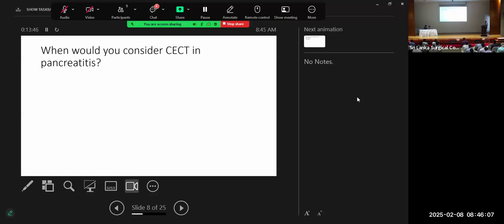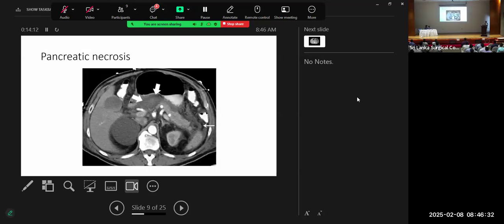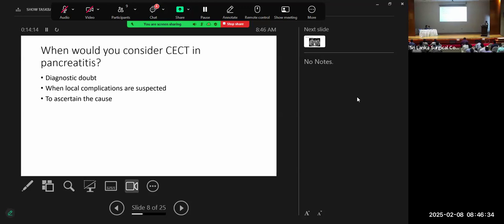Right. So these are the reasons. Diagnostic doubt. When local complications are suspected, as he correctly mentioned, if the patient fails to respond to your medical management within 72 hours, or if the patient is deteriorating, that means you have to suspect a local complication. And the third one is to ascertain a cause. Right. So how will you see the necrosis? If you want to add anything, just.